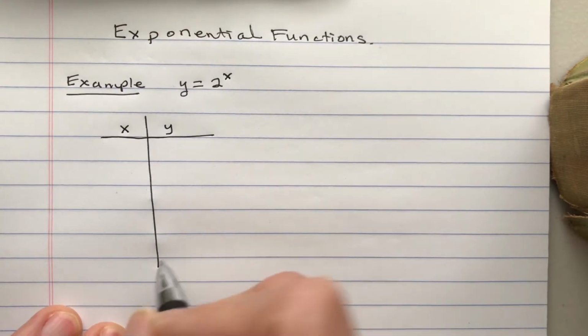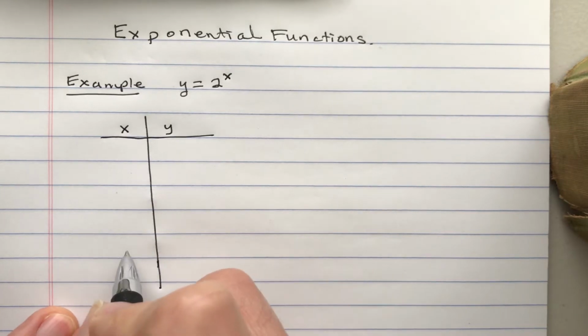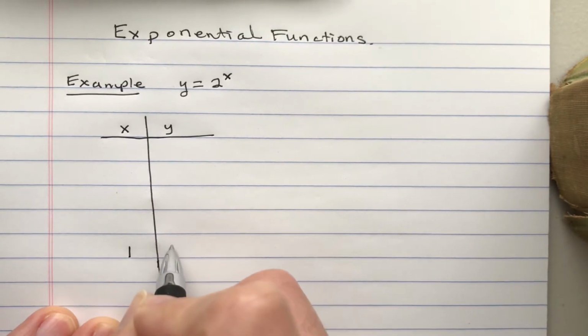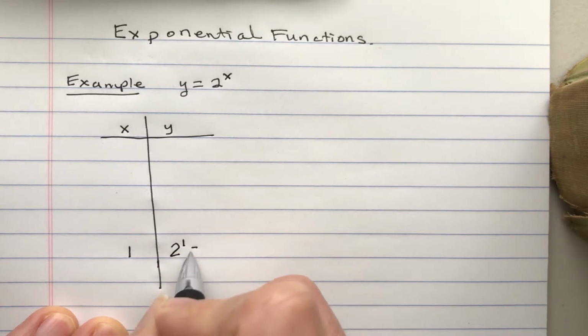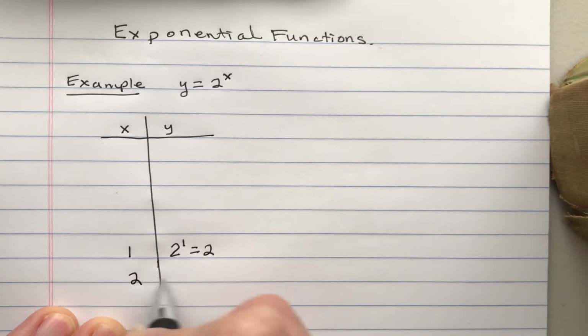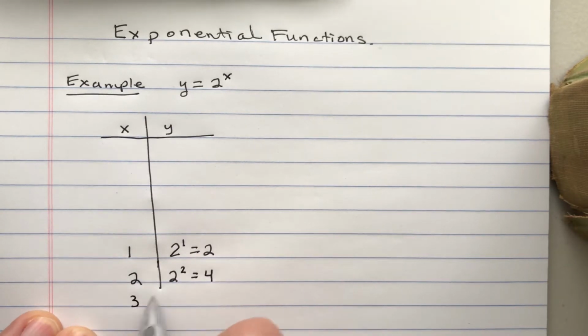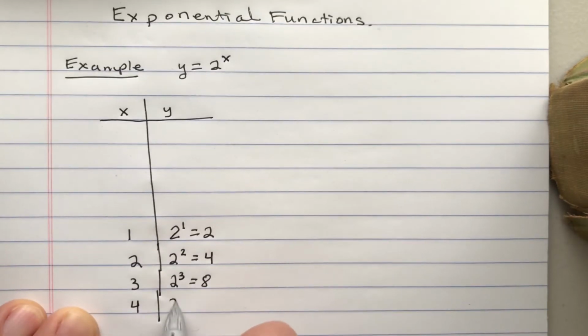Okay, so let's put in, I'm going to start sort of in the middle on this chart here and put 1. So when x is 1, we have 2 to the 1 power, so that's just 2. X is 2, we have 2 squared, which is 4. 3, 2 to the third, which is 8. 4, 2 to the fourth, which is 16.